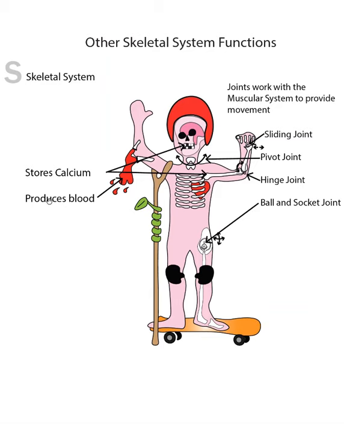Another function is that the skeletal system is the place that produces all the blood for your body. Blood cells are constantly dying and need to be replenished, and they are produced inside the bone. Inside the bone, there is a hollow place that stores bone marrow, and that bone marrow is responsible for producing your blood. This all happens inside our bones.